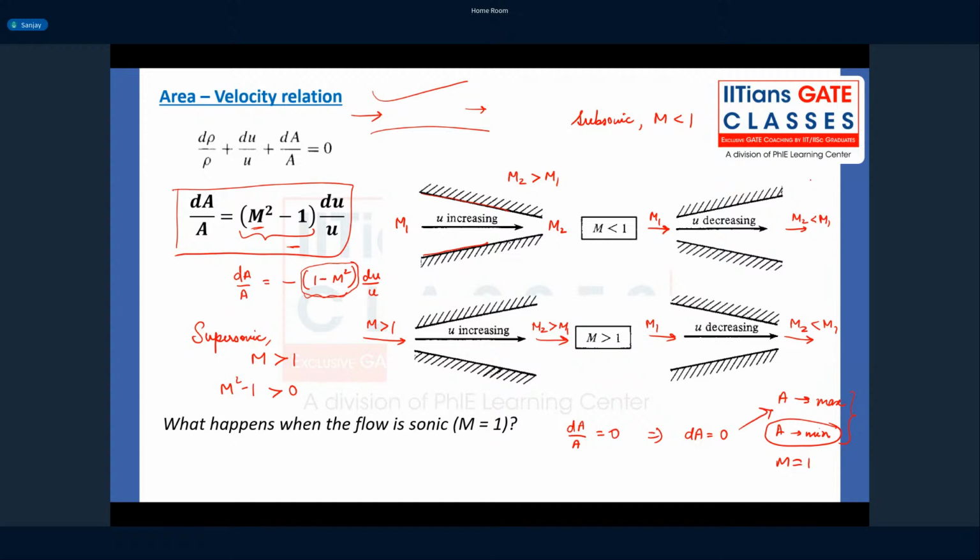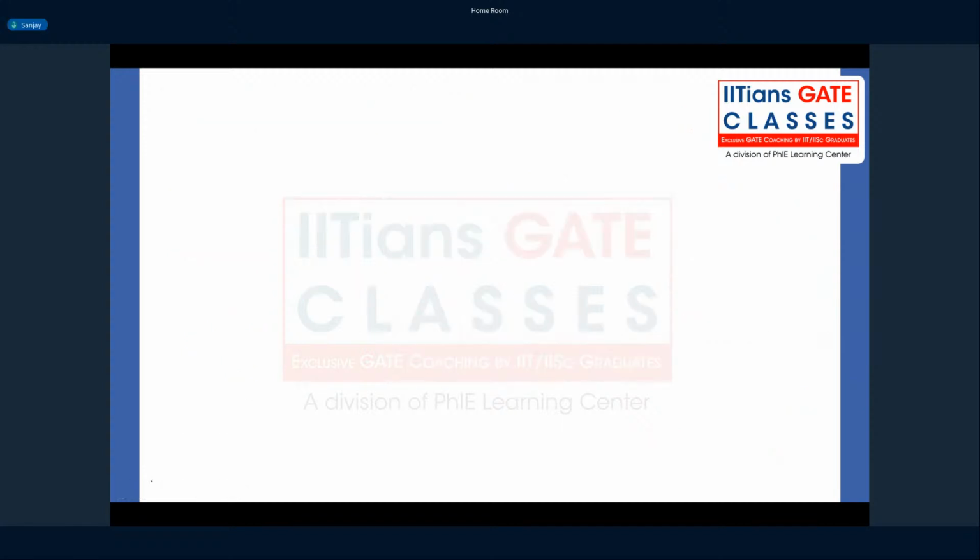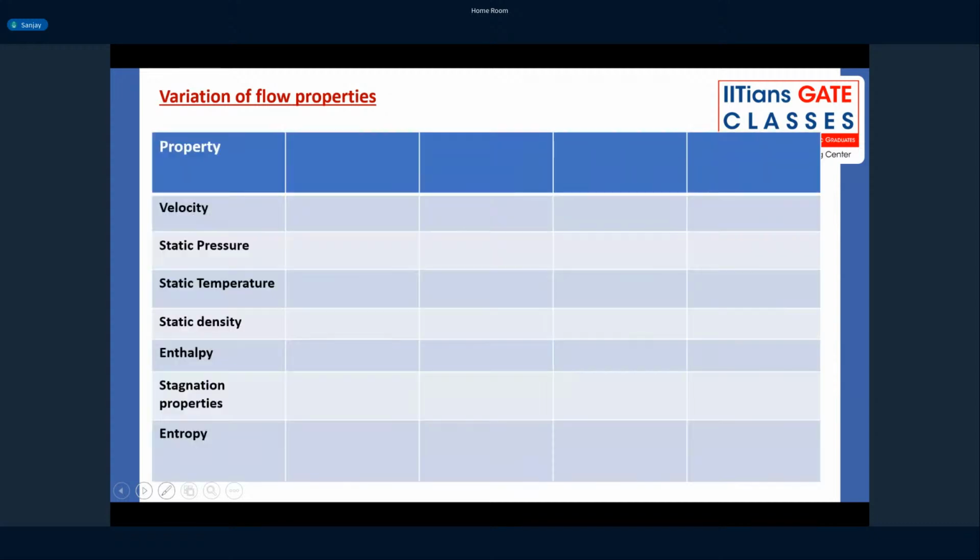All right. So if this is clear, you guys now help me with this. Now let's see how the flow properties change when we have a variation in area in the duct and the flow is taking place. I have listed a few flow properties like velocity, pressure, temperature. We will take different cases and see how the property changes in each case.